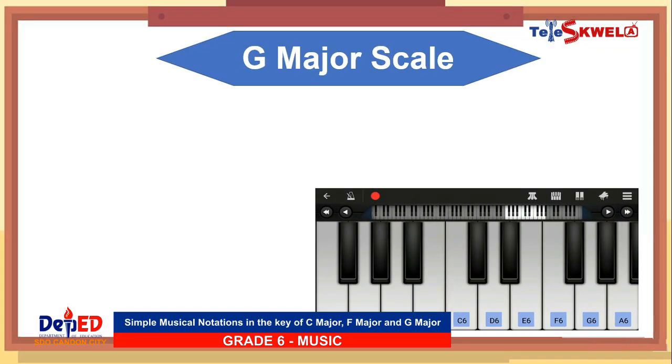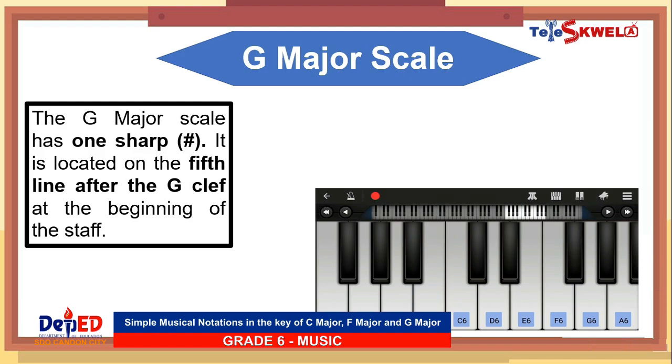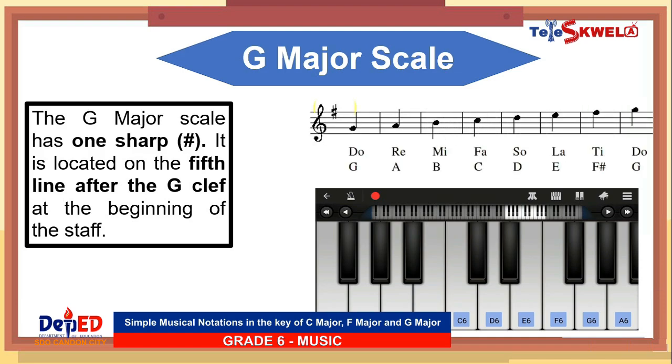The G major scale has 1 sharp. It is located on the 5th line after the G clef at the beginning of the staff. It means that all notes that fall on the F line or space are sung a half step higher than the usual tone. Notice that the second line is named as G. Thus, in the key of G major, the home tone Do is located on the second line.